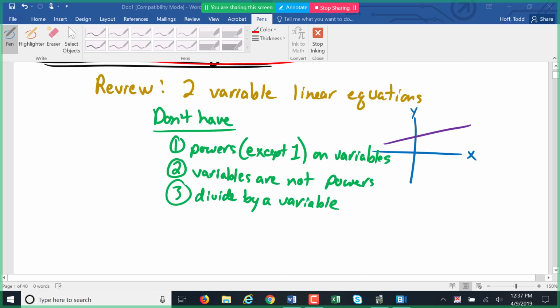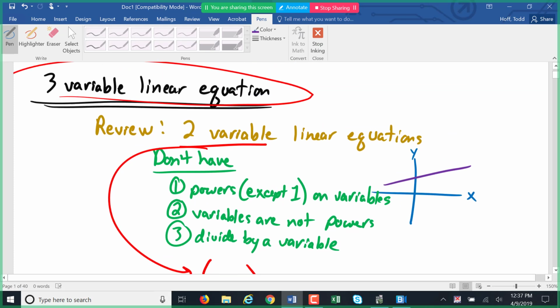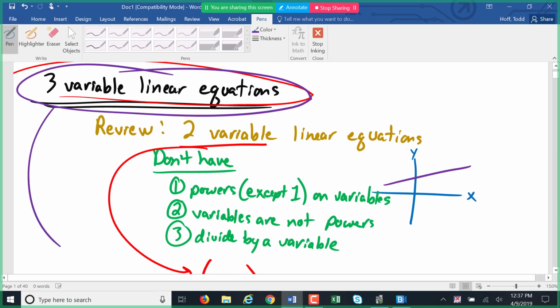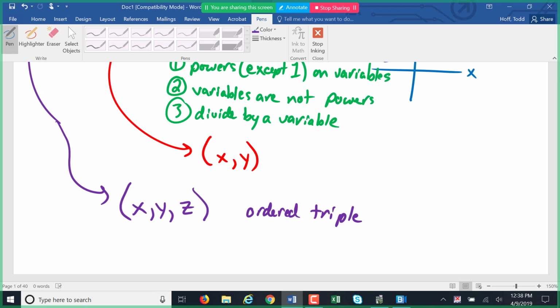In our 2 variable system of equations, our solution was expressed as an ordered pair, x and y. In our 3 variable equations, the solution is going to be an ordered triplet, x, y, and z. Sometimes pronounced ordered triple, sometimes ordered triplet, sometimes ordered trio. All those words mean the same thing, 3, and their order matters: x, y, z.